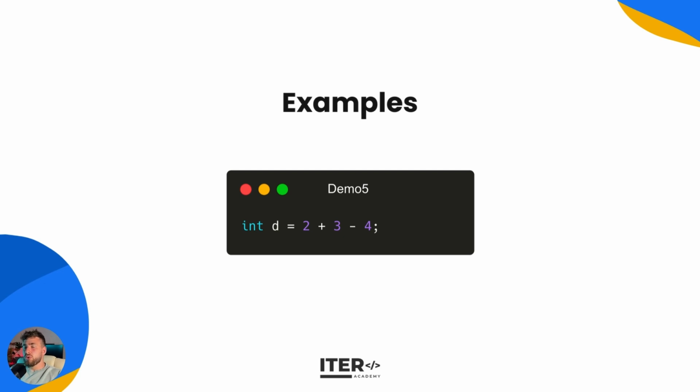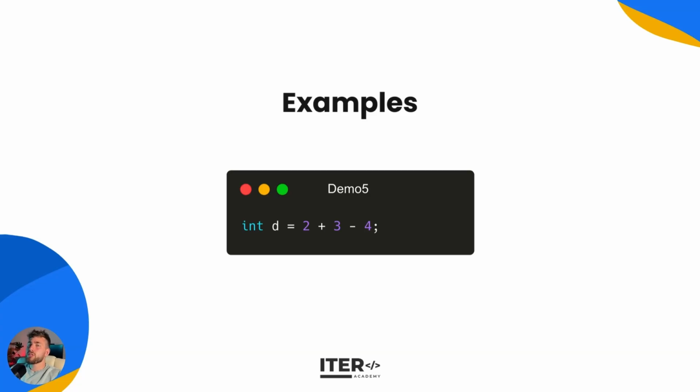It's also good to know that the order of precedence among operators of the same precedence level is usually from left to right. For example, let's look at the demo 5. int d = 2 + 3 - 4. The addition operator plus is performed first, resulting in 5. Then the subtraction operator minus is performed, resulting in a final value of 1.